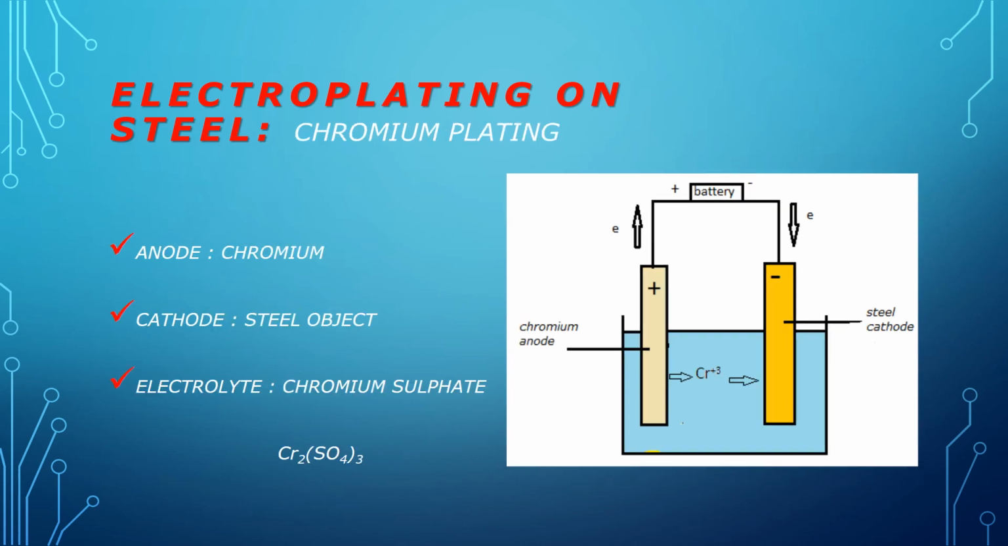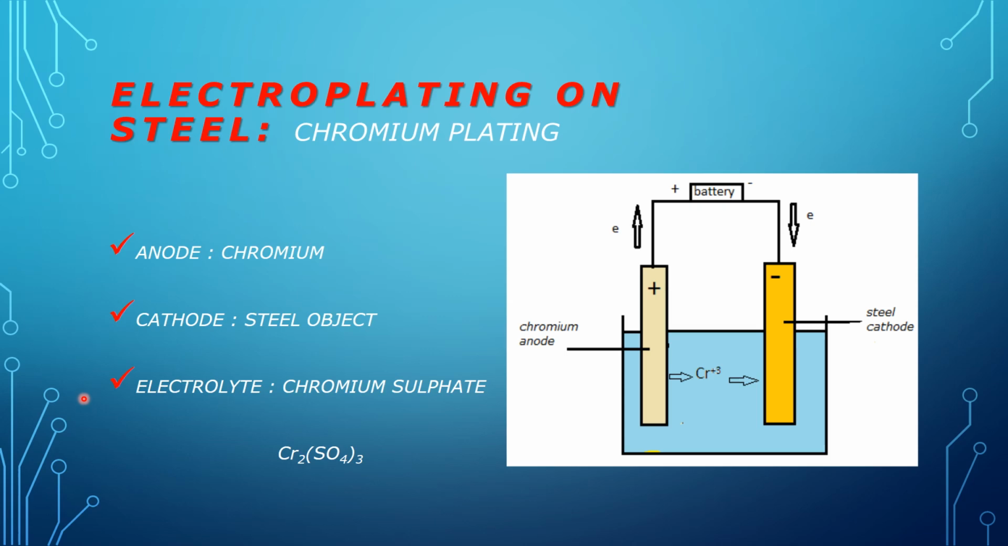The next metal which could be electroplated on steel is chromium. The process is called chromium plating. This is a bit different from zinc plating and tin plating because chromium cannot be directly electroplated on steel. Rather, steel is first electroplated with copper or nickel and then chromium plating is done.